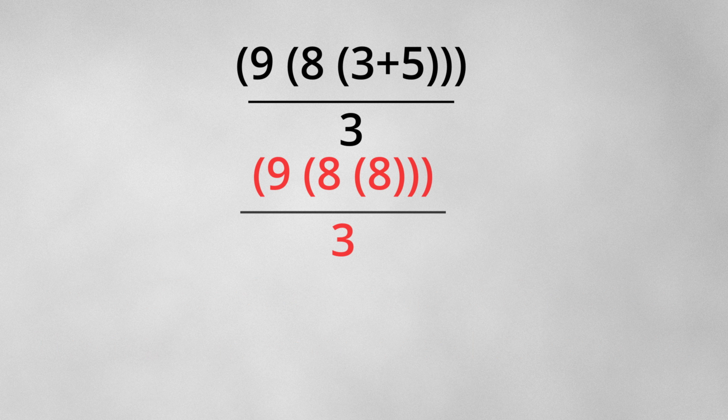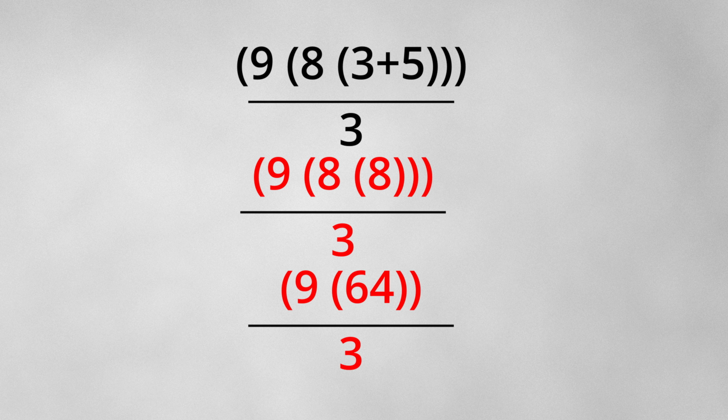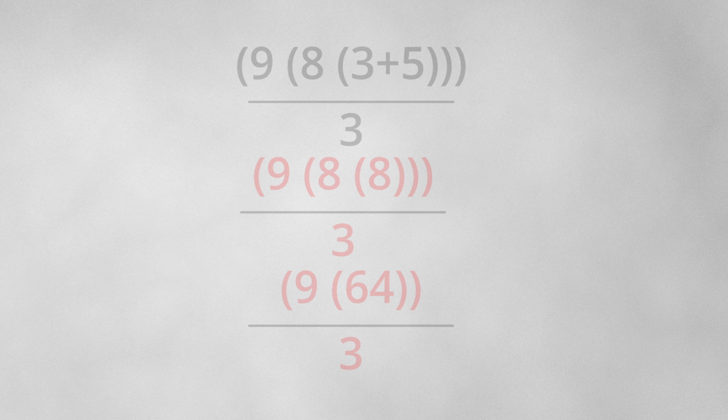So, 3 plus 5, which equals 8. Then we have 8 times 8, so 64. And then 64 times 9, which is 576. And finally, 576 divided by 3 is 192.